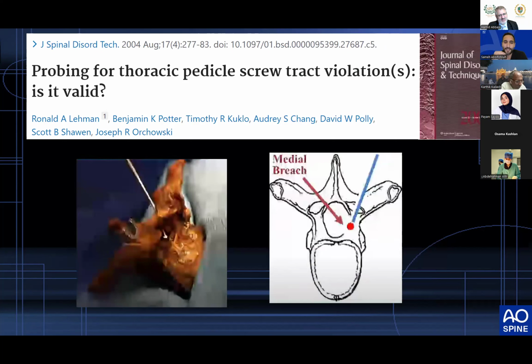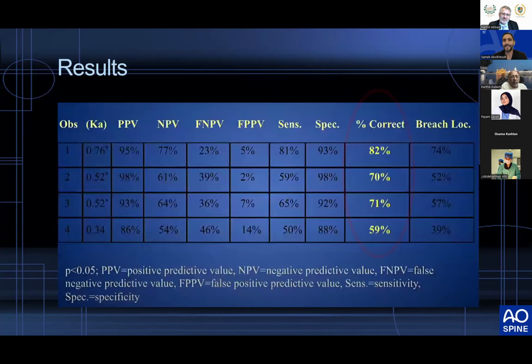So he conducted a study where he got cadaveric vertebrae and created an iatrogenic breach in the medial wall of the pedicle. Then he asked all his staff, including junior residents, senior residents, fellows, junior attendings, and senior attendings, to probe that medial wall of the pedicle, right? Let's take a look at the results here.